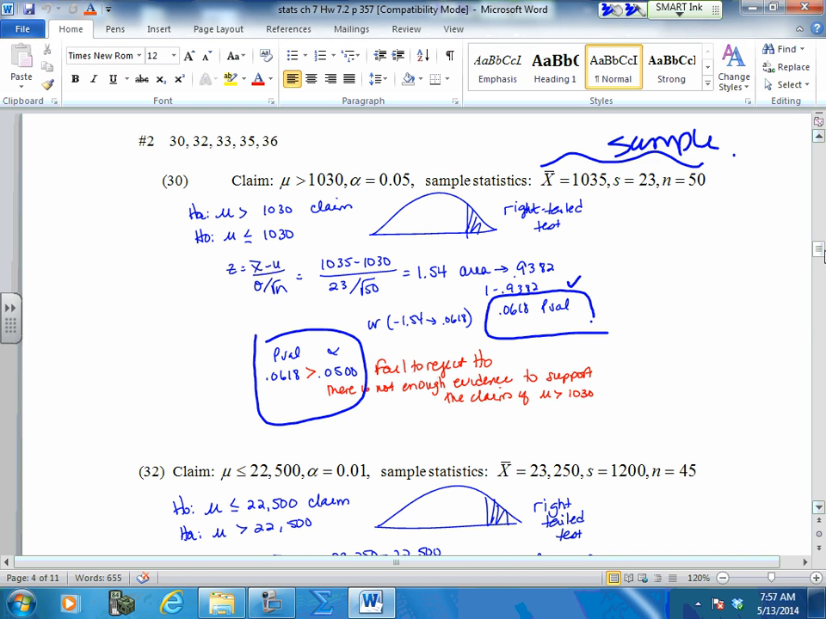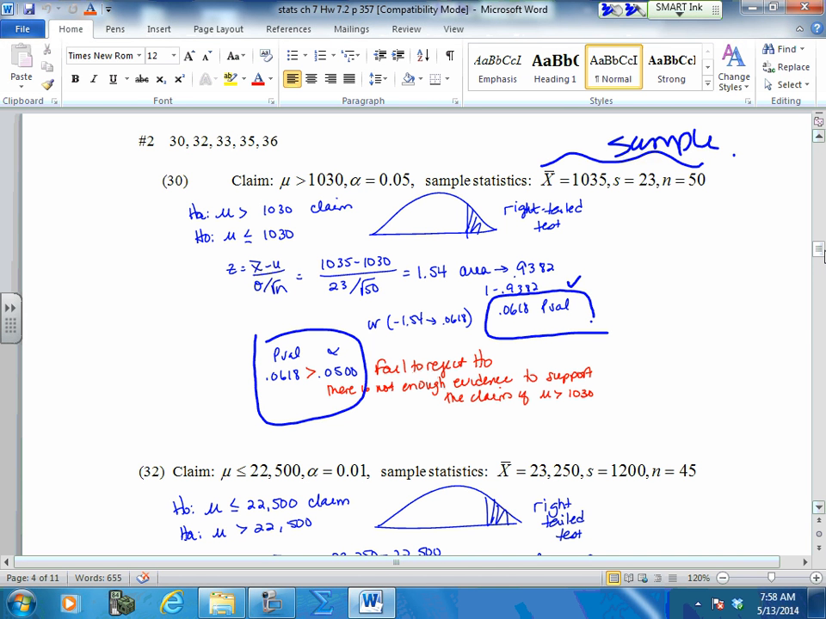Now, go back to your H0. Here's your chart. Follow your chart up here. This is so much easier with my chart. Your claim is your HA, so go down your HA column. You failed to reject H0. You're here. So this is your interpretation. There is not enough evidence to support the claim, because the claim was my HA decision, that the mean is greater than 1030 at a level of significance of 0.05.